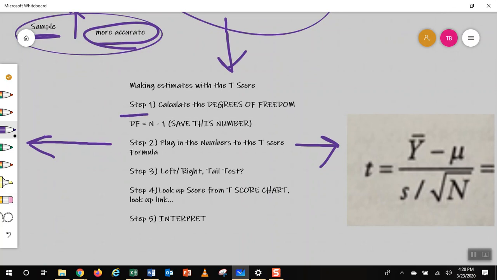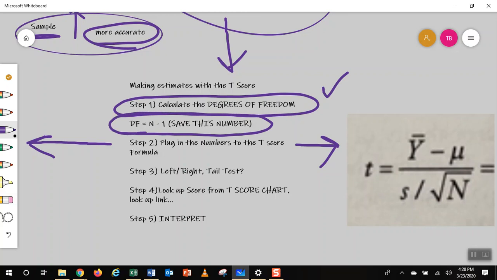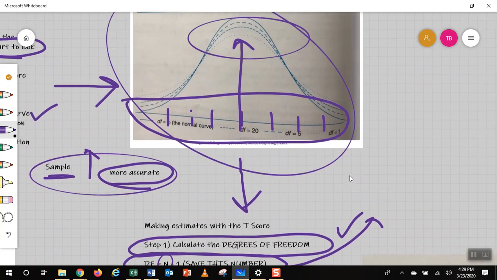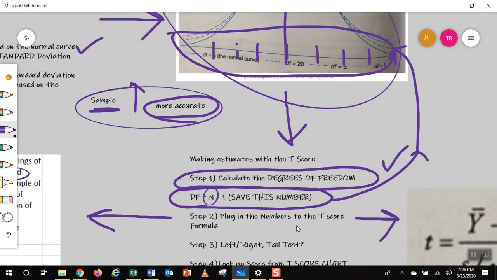The main thing is, like I said, there's this early step called degrees of freedom. This is our estimate that we're using. It's a very, very simple formula. It's right here, and we'll look at it again in a second. The degrees of freedom are simply n minus 1, where n is the sample size. So you want to save that number because it's going to help us use the t chart. This is where the bigger the sample is, the more accurate it is, kind of referring to up here. That's what the degrees of freedom are.